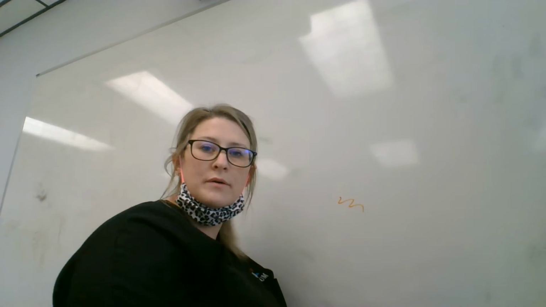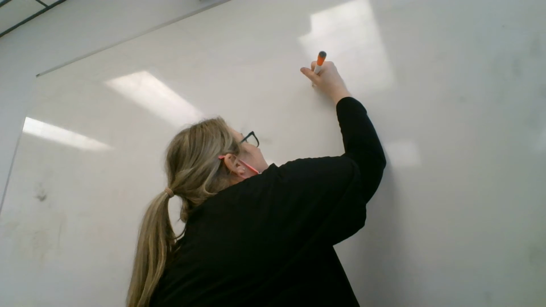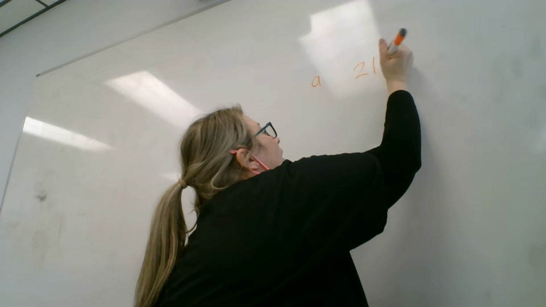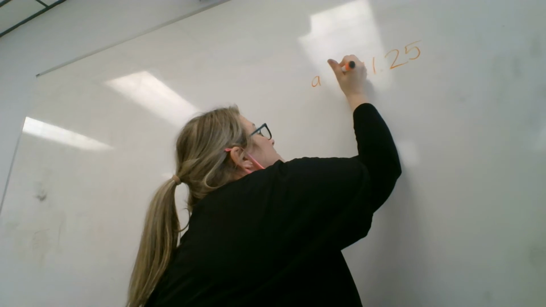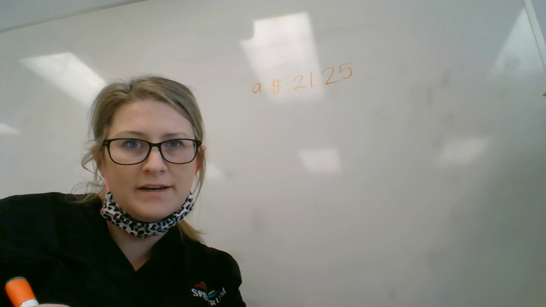Double check that we can see this marker on here pretty well. Yeah. All right, problem A says a woman had $21.25. Okay, sorry, it's at an angle. There we go.